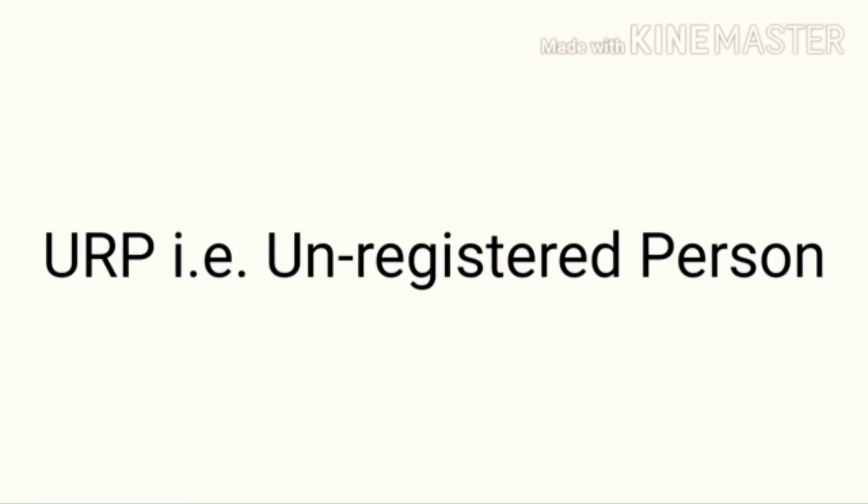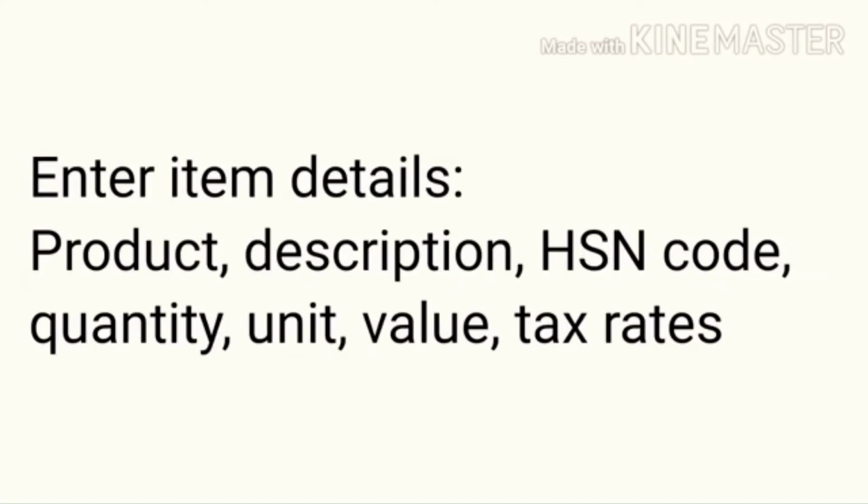Next, we need to enter the item details like product name, description of the product, HSN code, quantity, unit, value, that is a taxable value, and tax rates paid for CGST, SGST, or IGST in percentage. The tax rate of cess, if applicable, also needs to be filled up.